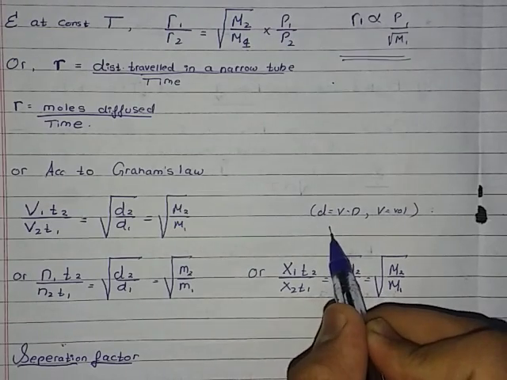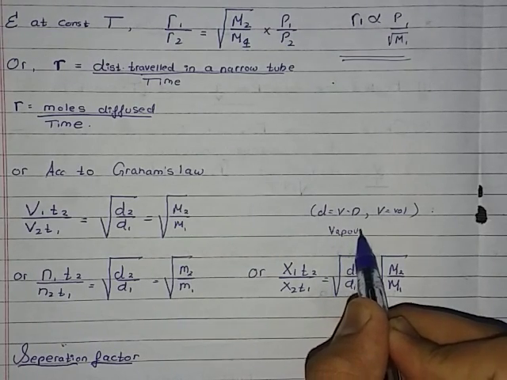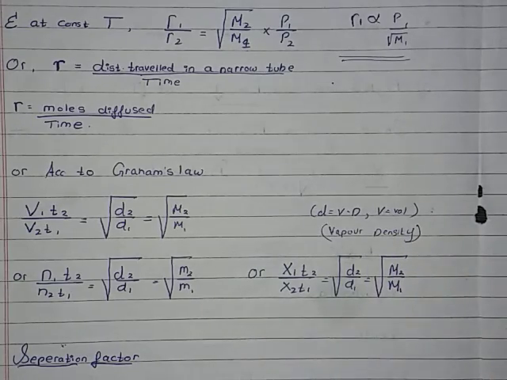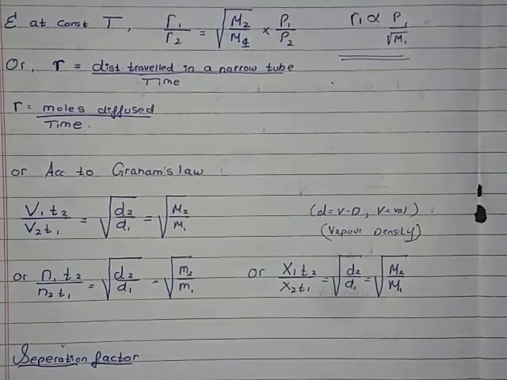This is vapor density. So V1 into T2 upon V2 into T1 equals square root of vapor density, equals square root of the molar mass ratios. Or simply, substituting V by N, N1 T2 upon N2 T1 is equal to the same thing, or X1 T2 upon X2 T1 is equal to the same thing again. X1, X2 are molar masses, N1, N2 are moles, V1, V2 are the volumes.